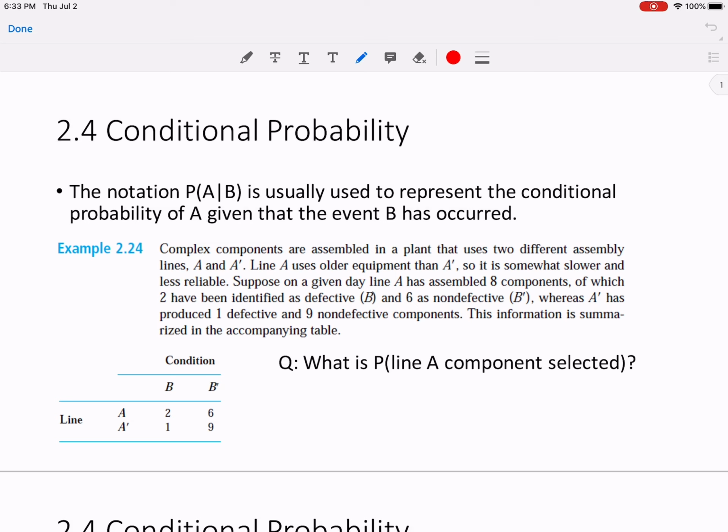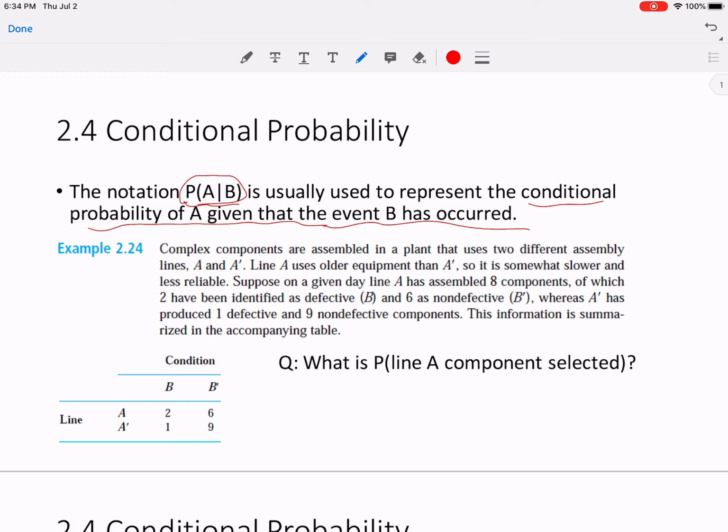Alright guys, in this video we're talking about 2.4 conditional probability. Pull out the marker. So first of all, let's take a look at the notation of the conditional probability. The notation probability of A vertical line B is usually used to represent the conditional probability of A given that the event B has occurred. So when we're talking about a conditional probability, it is supposed to look like this. So this represents the probability of A given B.